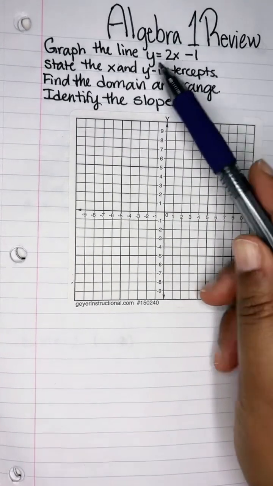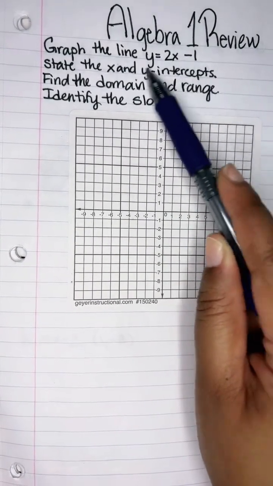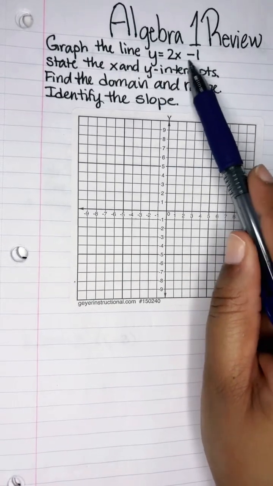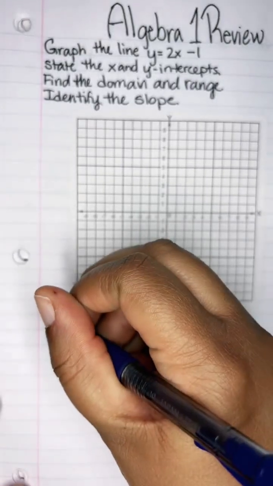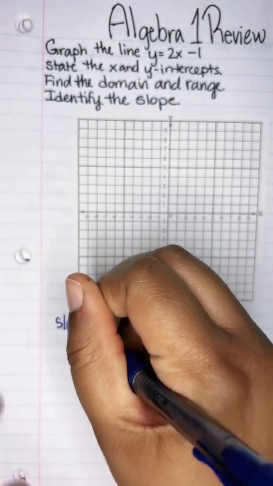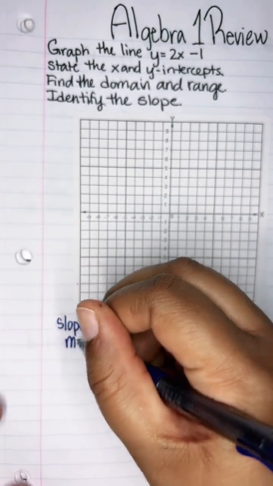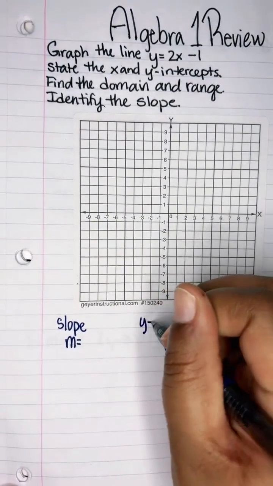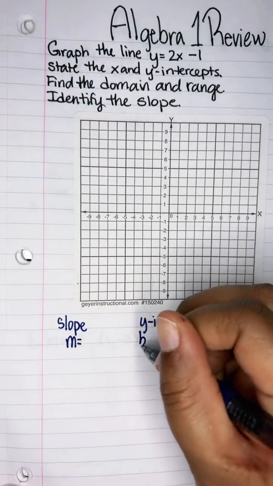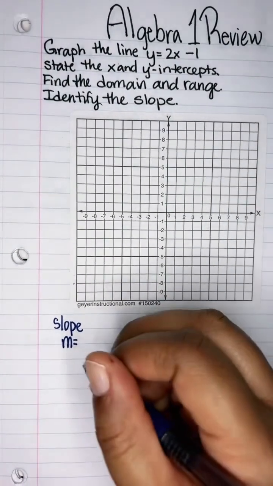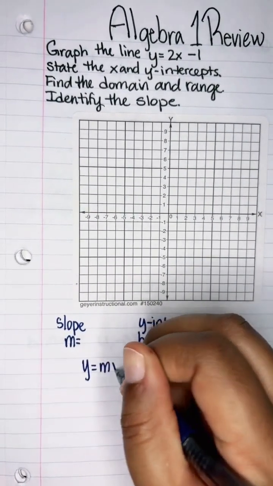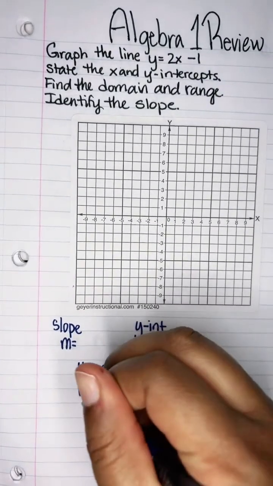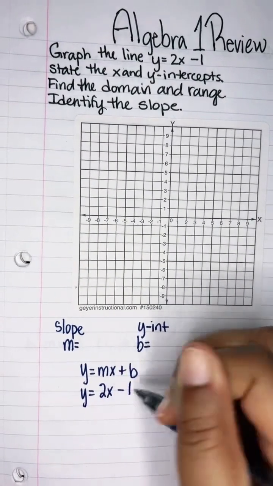All right. So if we look at this, they gave it to us in slope-intercept form, which is nice. So what that means is if we know the slope, which stands for m, and then we can identify the y-intercept, which stands for the b, okay? And in slope-intercept form, it's y equals mx plus b. So when they gave us this equation here, let me rewrite it. y equals 2x minus 1.